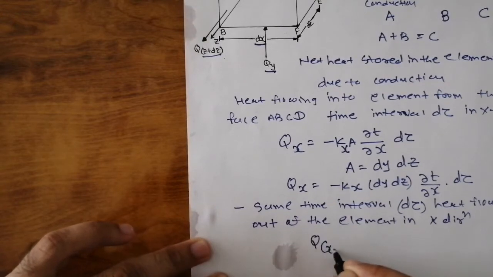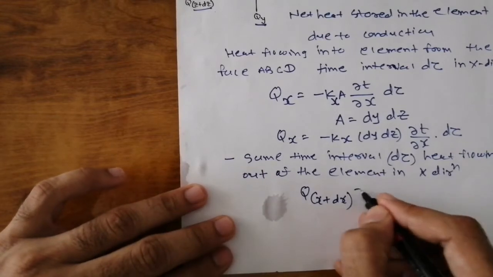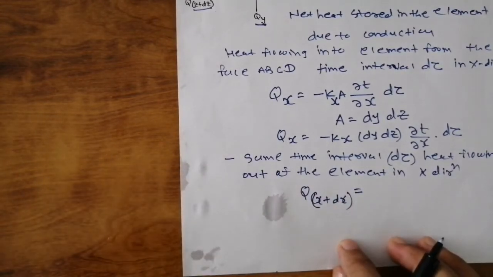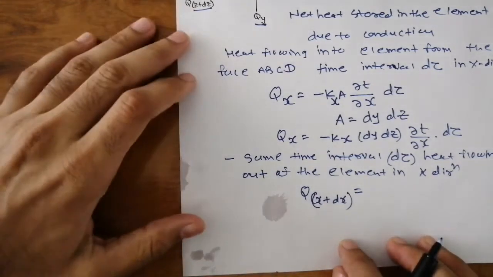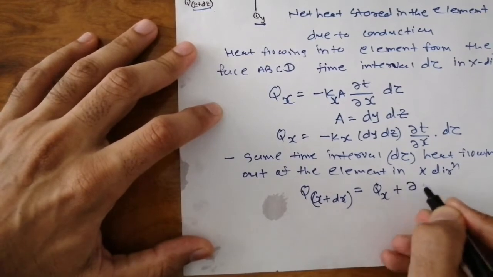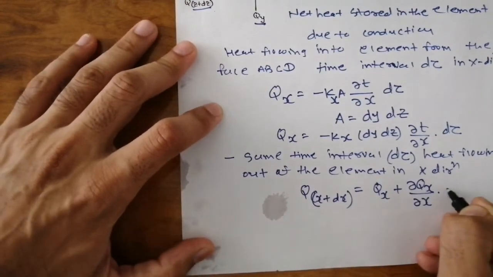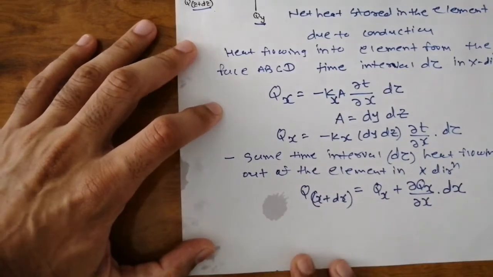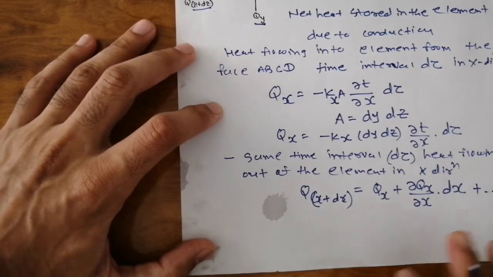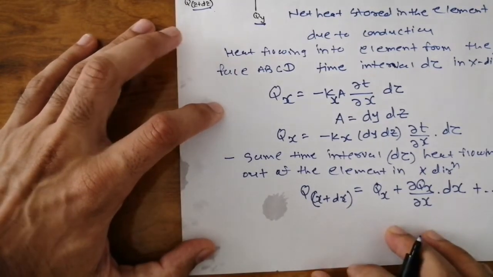So how will it be considered? Q x plus dx is equal to, now according to Taylor expansion we expand it. So we should write qx plus del qx divided by del x into dx, plus higher terms will be there, but we are neglecting those higher terms and only considering this term.